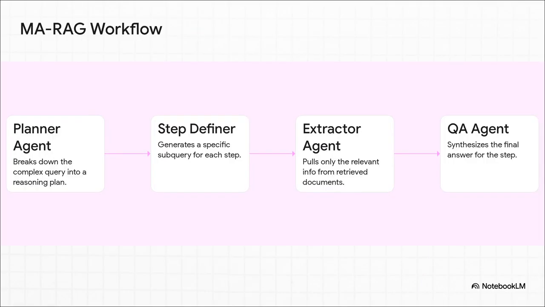And this is how it actually works, especially for those really tough multi-part questions. It's like having a whole team of specialized AI agents working together. You've got the planner, who's like the team lead, mapping out the strategy. Then the step definer comes in and creates these super specific sub-questions. The extractor is the data guru, pulling out only the relevant info. And finally, the QA agent puts it all together into a coherent answer.